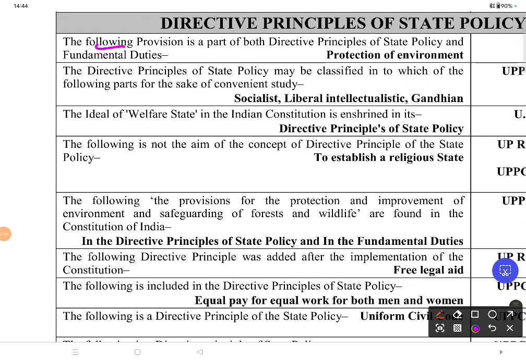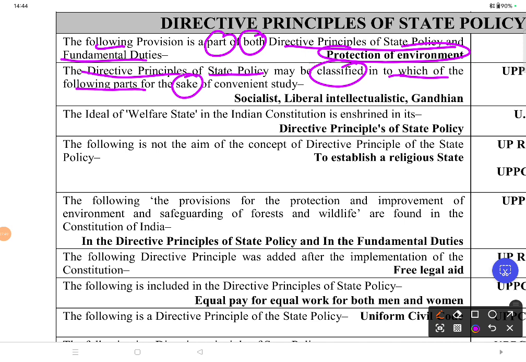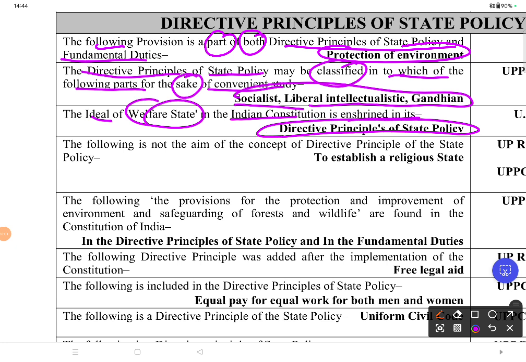The following provision is a part of both Directive Principles of State Policy and Fundamental Duty, that is protection of environment. The Directive Principles of State Policy may be classified into which of the following parts for the sake of convenient study, that is socialist, liberal, intellectualistic and Gandhian. The ideal of welfare state in Indian Constitution is enshrined in its Directive Principles of State Policy. The following is not the aim of the concept of Directive Principles of State Policy: to establish a religious state.